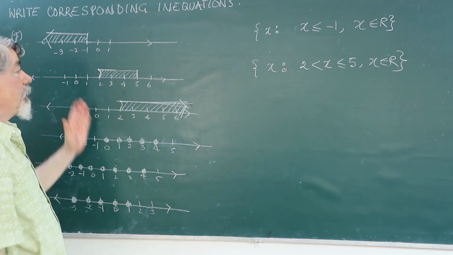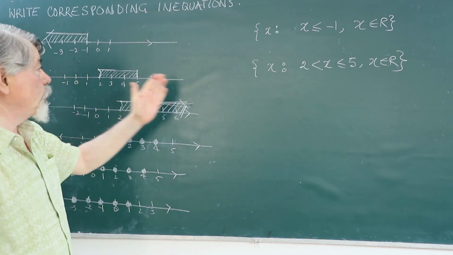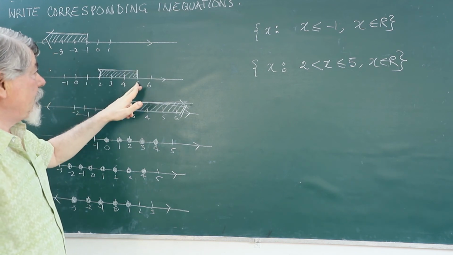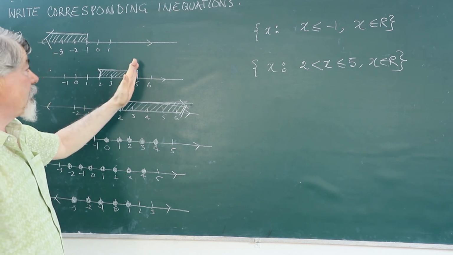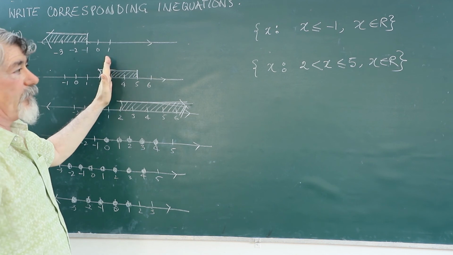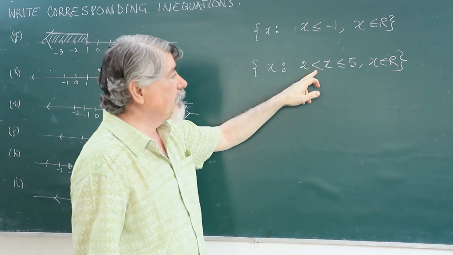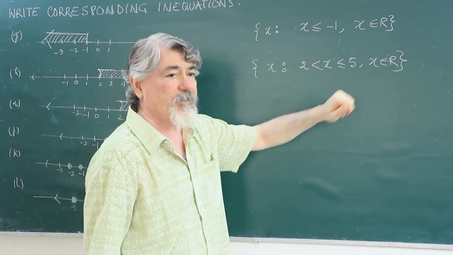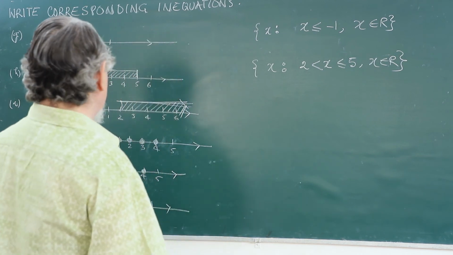So on this side, values greater than 2 are part of this set, and at 5 we have drawn a perpendicular line, which means equal to and less than 5. So x is greater than 2 and less than or equal to 5, x belongs to the set of real numbers.